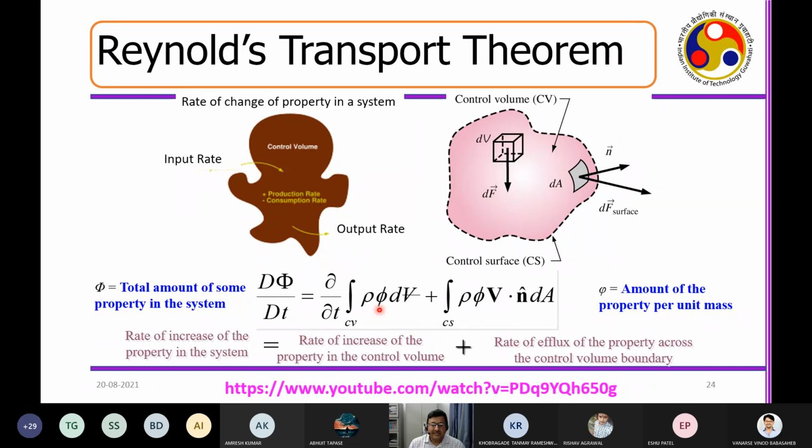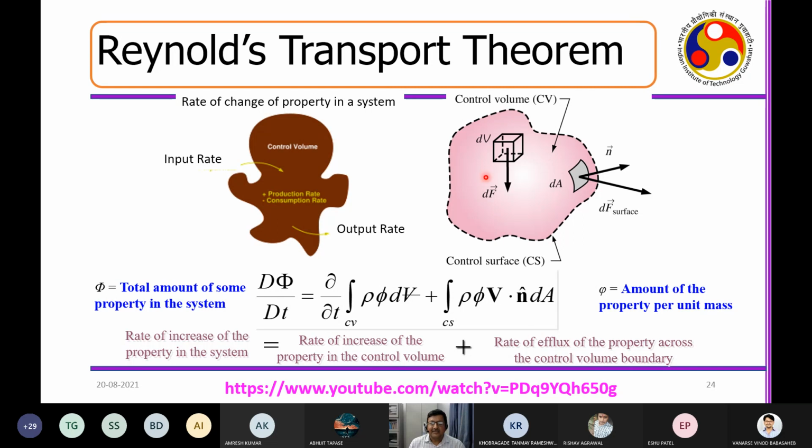You mathematically express that. Suppose phi is my specific property. Rho dV gives me what? In a differential volume element, what is that property that is changing with respect to time? So del t of rho phi dV is that property that is changing with respect to time in that control volume. So the volumetric part is taken care of.